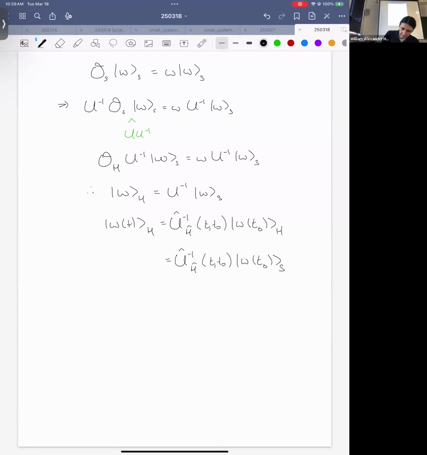And so in particular, probability amplitudes are the same in both the Schrödinger picture and the Heisenberg picture, as they have to be. So we have to measure the same thing.